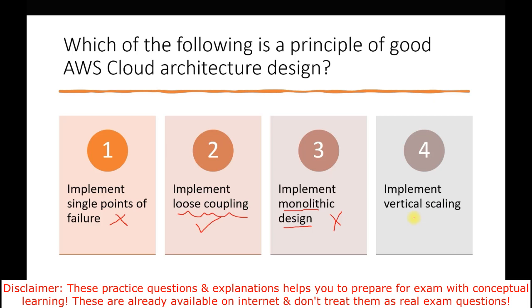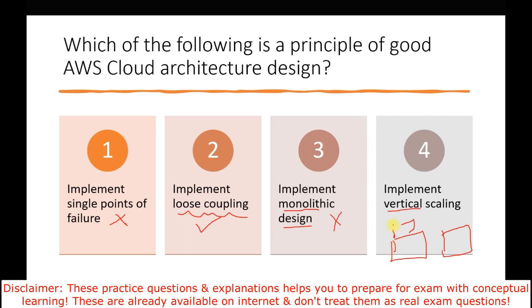The last option is implement vertical scaling. As you know, we have two types of scaling. Vertical scaling is where, on a single machine, you increase or decrease the resources, like the CPU. It's called vertical scaling. Next we have horizontal scaling, where we put in another instance of the same type, and either increase or decrease the number of instances. We always prefer to go with horizontal scaling.